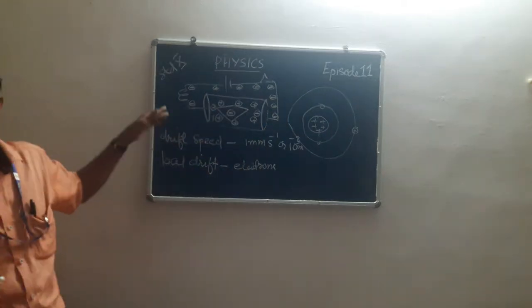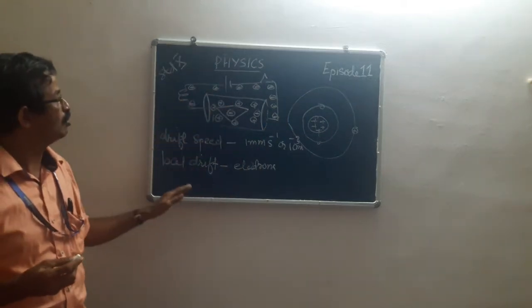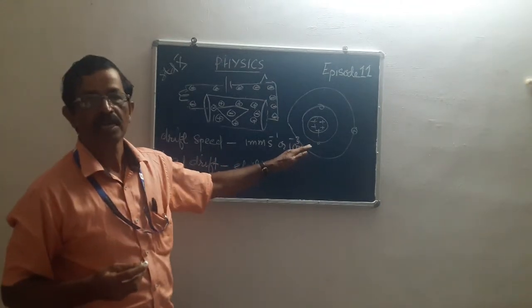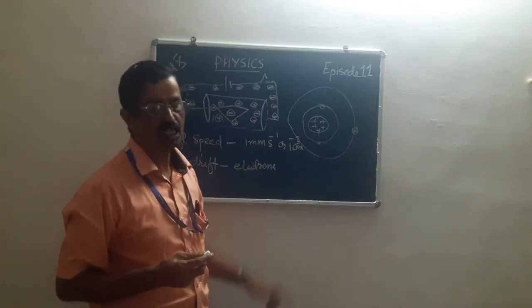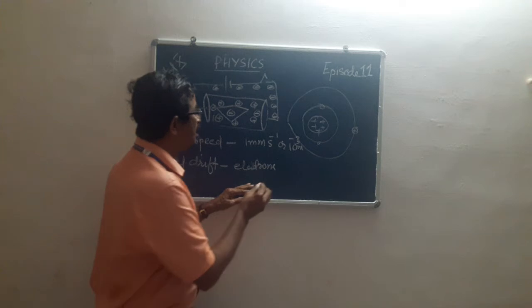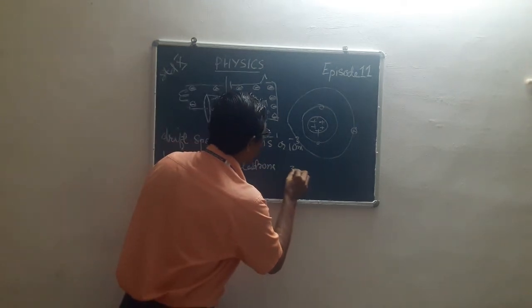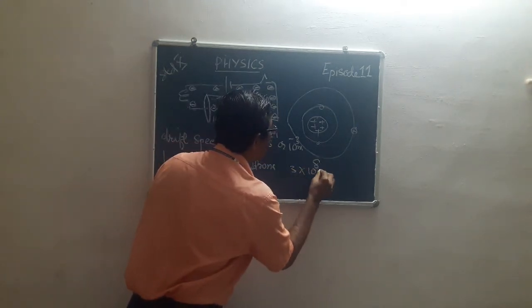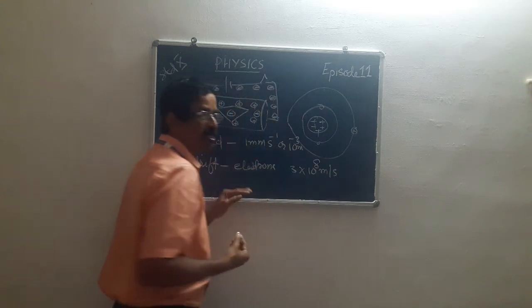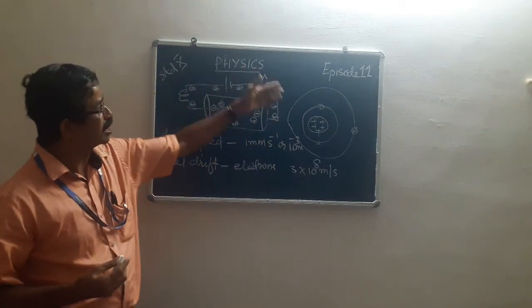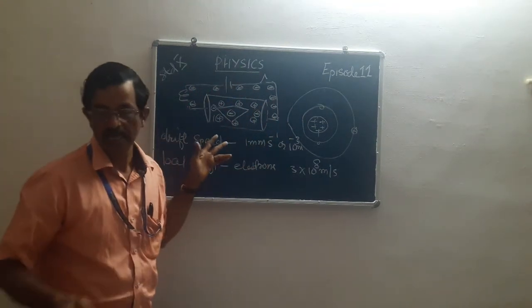So due to local drift, the current flows at the speed of light. How much is the current flow speed? 3 into 10 raised to 8 meter per second. This is the speed of this one.